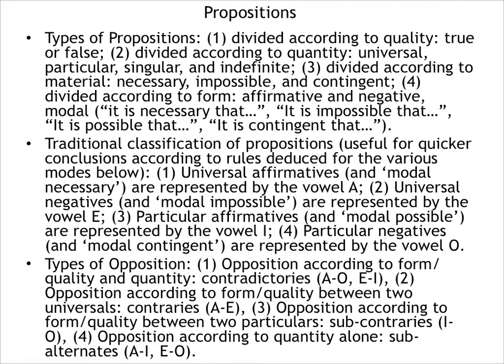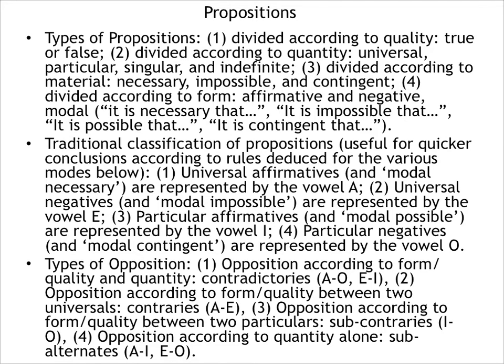Now what are those? Example, universal affirmative: all dogs are animals. I'm making an affirmation about a group, a large class of things. Universal negative: I negate something about a large class of things. All dogs are not animals. That's not true, but it doesn't matter for the example.